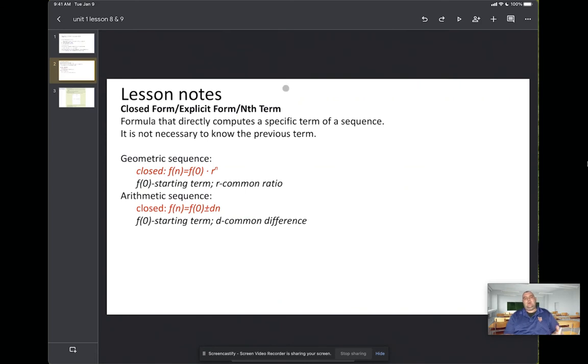Well, this new form, the closed form, the explicit form, the nth term, you don't need to know that. You can just plug right into a formula and figure out a specific term of a sequence. So if I have a geometric sequence, this is the formula right here. All I need to know are my starting term, my common ratio, and which particular term I'm looking for. Same thing with arithmetic sequences. All I would need to know is the starting term, the common difference, and the term that we're looking for. So that's closed form or explicit form or nth term.